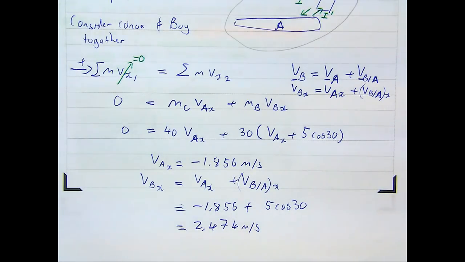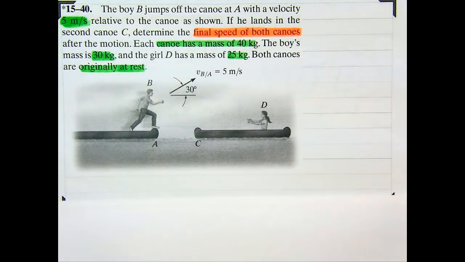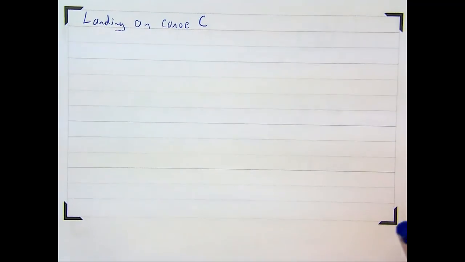Okay. Now since the boy does not have any acceleration in the x direction, that would also be the velocity at which he lands on the next canoe. That next canoe is labeled canoe C. So his x component is the same as before, and now we consider the collision between the boy and canoe C.